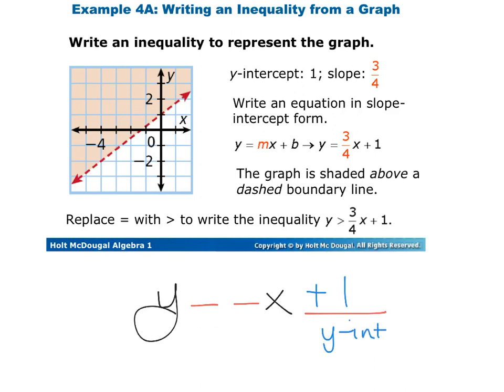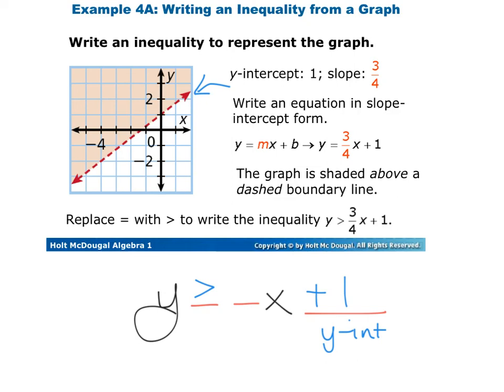Is it shaded above or below the line? Is it on top or on the bottom? It's on the top. It's greater than. Is it a solid or is it a dashed line? Is this line broken? Wait, sorry, it's the dashed. So because it's above and it's broken, it's only going to be greater than.